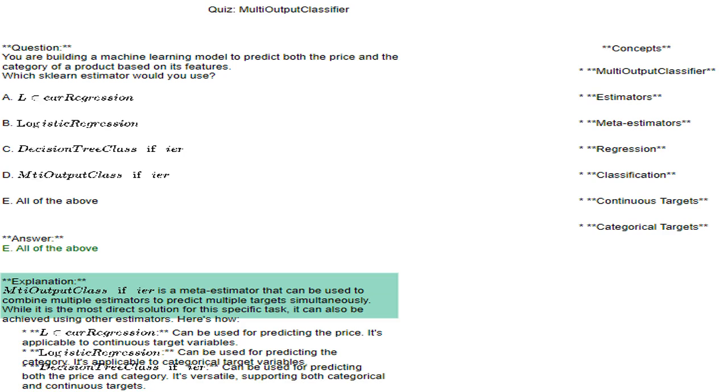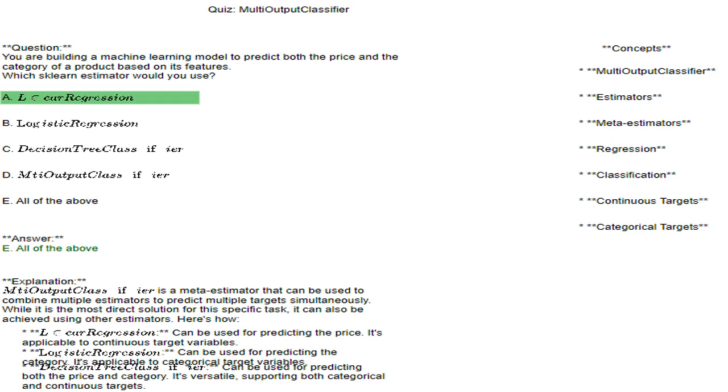Multi-output classifier is a method estimator that can be used to combine multiple estimators to predict multiple targets simultaneously. While it is the most direct solution for this specific task, it can also be achieved using other estimators. Here's how. Linear regression can be used for predicting the price. It's applicable to continuous target variables. Logistic regression can be used for predicting the category. It's applicable to categorical target variables.